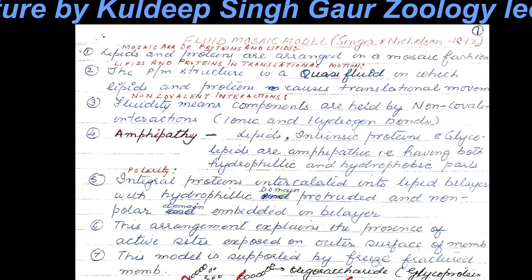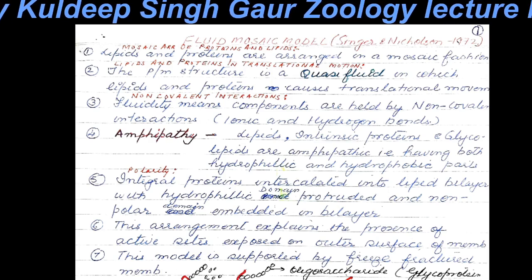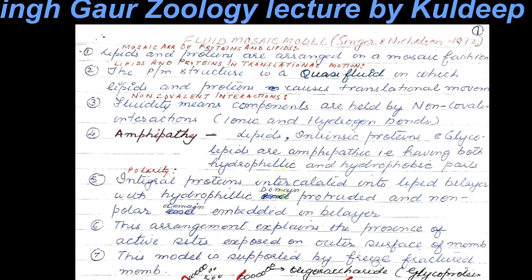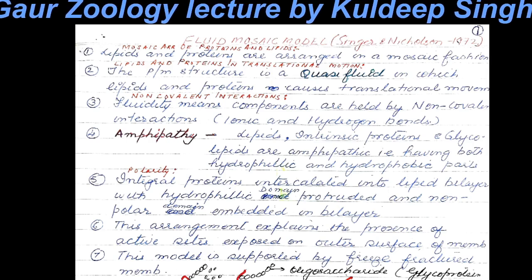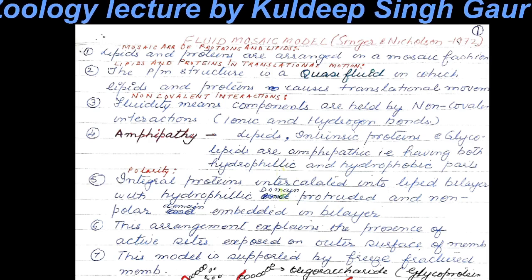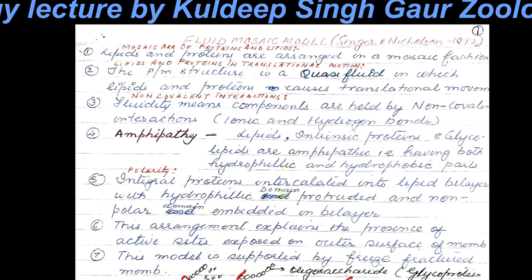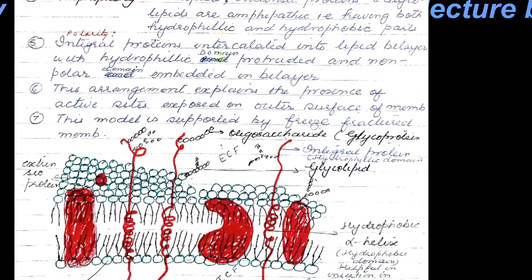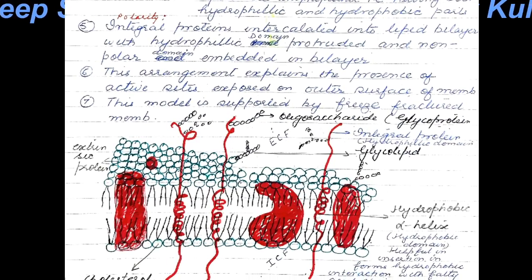So this arrangement explains the presence of various active sites on the plasma membrane.